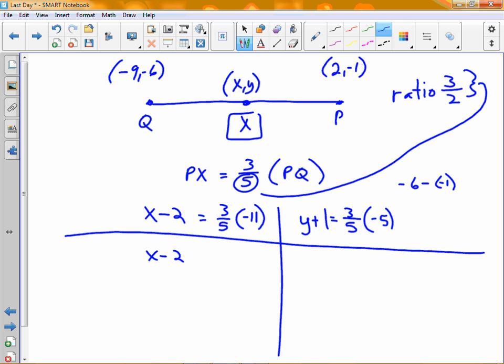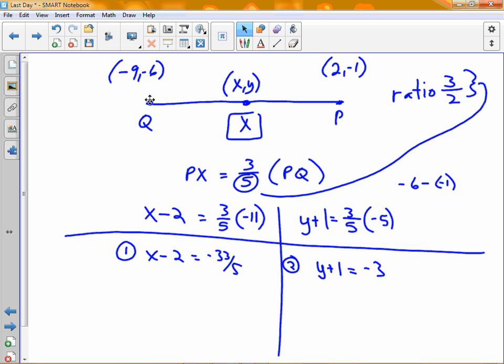That you can solve x minus 2 equals -33 fifths. That's one problem that you can solve. The other problem that you can solve is y plus 1 equals, well, here the 5's would cancel, and that would leave you with -3. So basically, what this problem is trying to find out is whether you can solve a problem that's got a fraction in it, and can you keep up with all these signs?